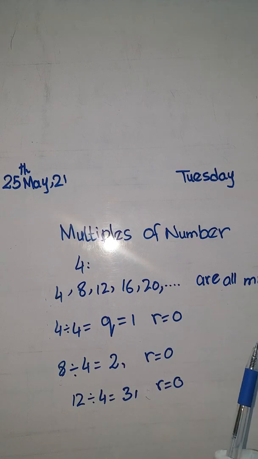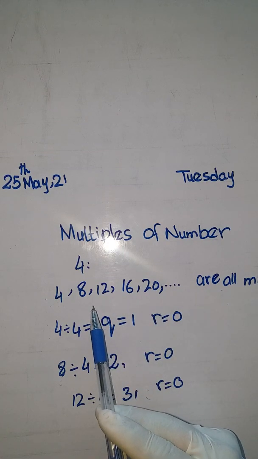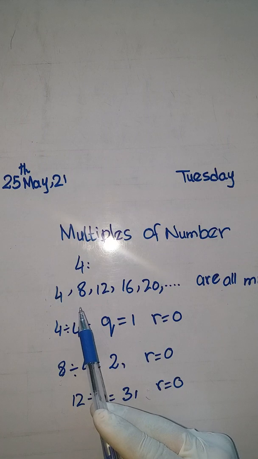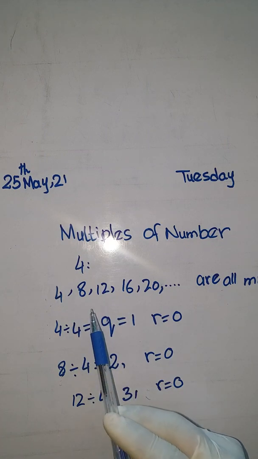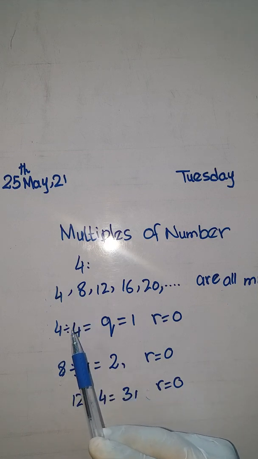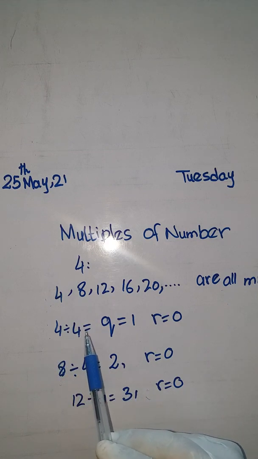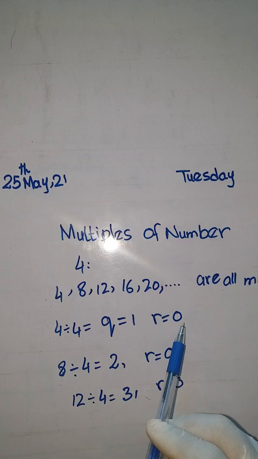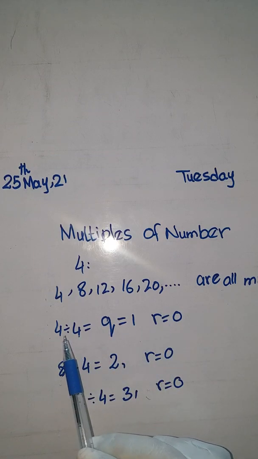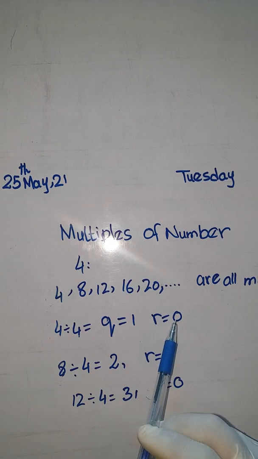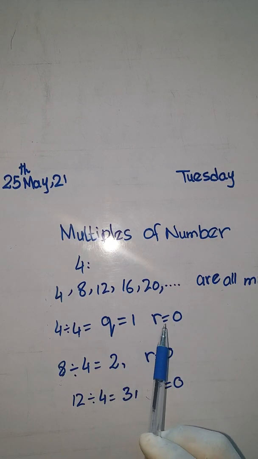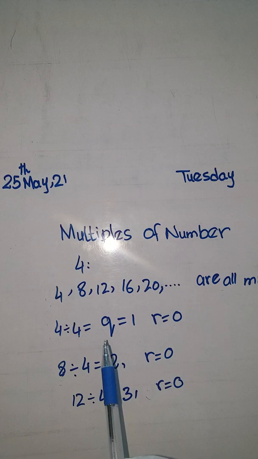Okay, so how can you say 4 is a multiple of 4? Yes, 4 is a multiple of 4 because 4 divides 4 without leaving a remainder. We can divide 4 by 4 one time without leaving a remainder. So you can say 4 is a multiple of 4.